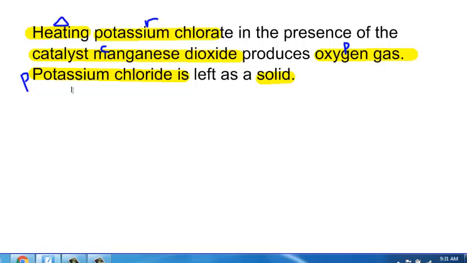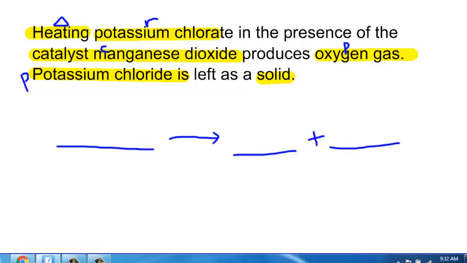You really can use the clue words here. So it says you're heating the potassium chlorate. That indicates that you're starting with it. That's a reactant. It actually uses the word produces oxygen gas. That tells me product. Potassium chloride is left. That also tells me product. I also said heating is a catalyst, and there's another catalyst here, manganese dioxide.